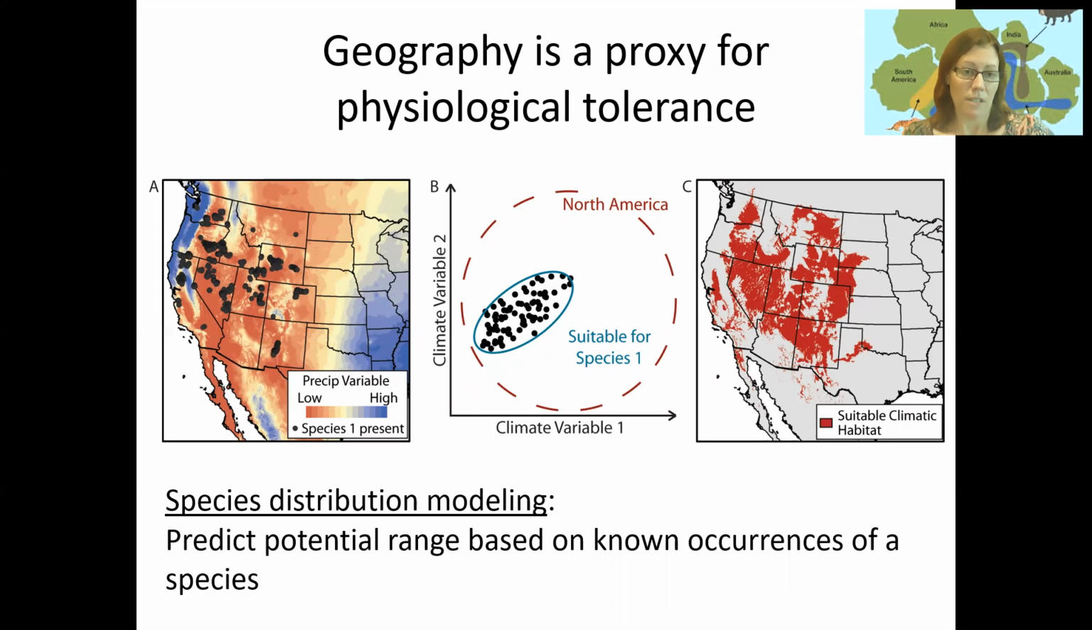And this doesn't have to be just climate. It could be information about soils, for example, information about topography. It could be information about biotic community characteristics. The main challenge is just whether we have spatial data that's continuous and consistent for the type of information that you're hoping to model.